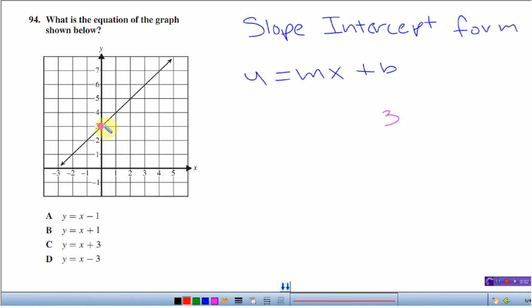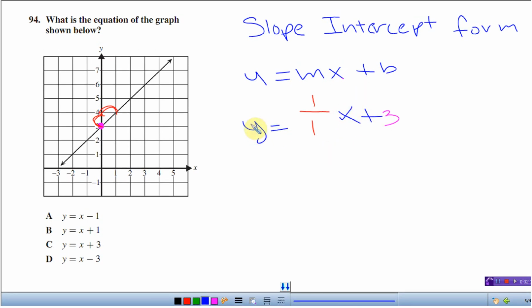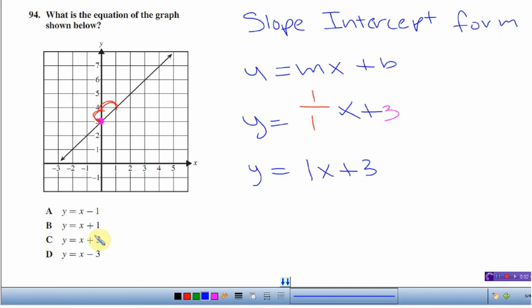And mama would live however many houses over. So in this case, she would live one house up, 1. And then the run would be 1. So one house up and over 1, the rise over run would be 1 over 1, and then you would just fill in the rest. Notice that the y and the x don't change. You just bring this down, and 1 over 1 is the same thing as just 1x plus 3. And again, that 1 is just an invisible one, just like all of these have here. So really they're just looking for the correct intercept, which would be C.